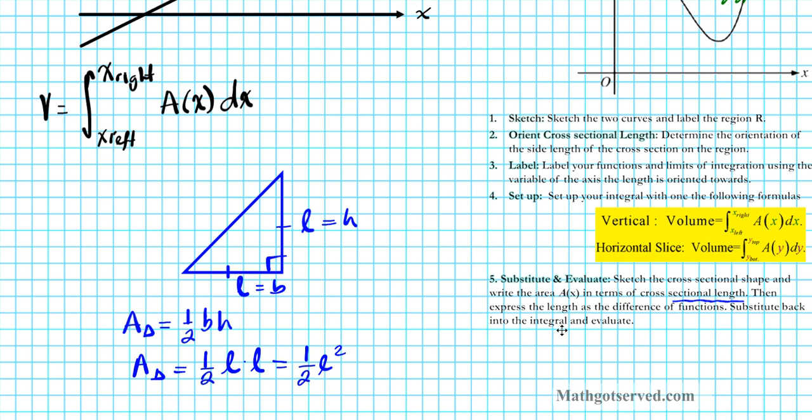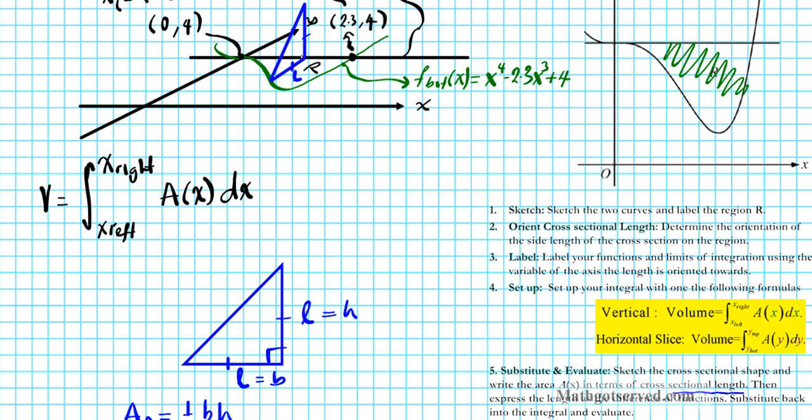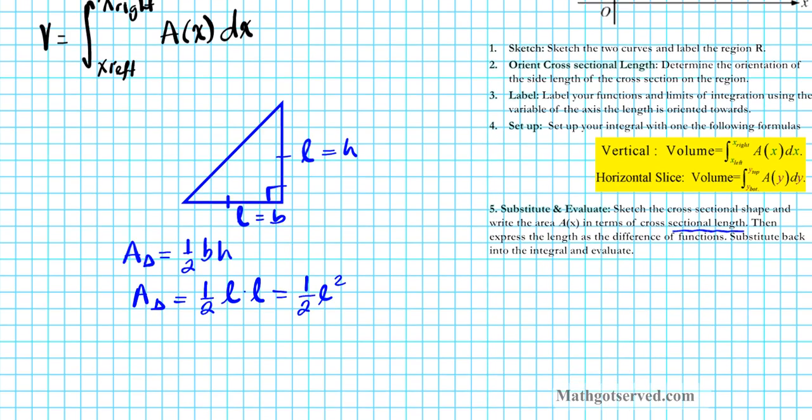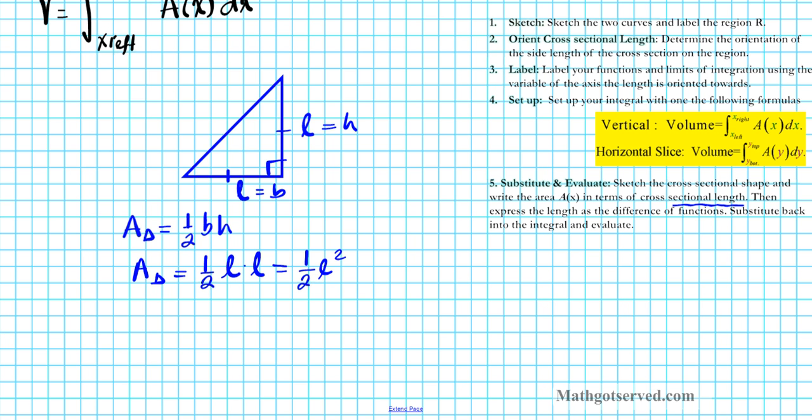Now we're going to express the length as the difference of functions. So how long is this L right here? This segment is basically the top minus the bottom, the black portion minus the bottom portion. That gives us the length of this region. Let me show you. This region is simply the top minus the bottom. So let's apply that here. L is equal to f top of x minus f bottom of x. That's the principle we're going to be applying here.